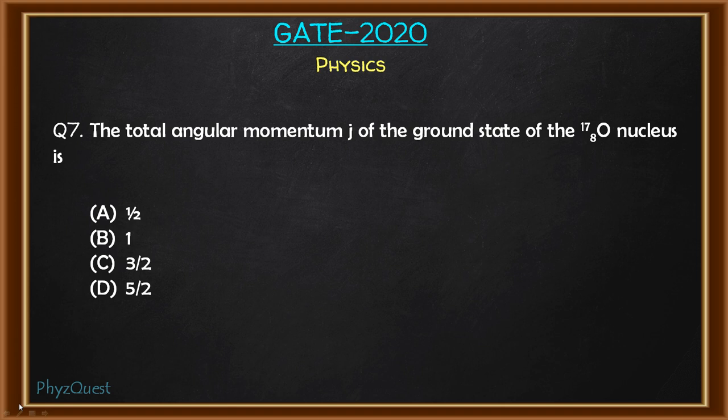Question number 7. The question is, we need to calculate the total angular momentum J of the ground state of the oxygen 17 nucleus. Four options are given and we need to find the correct option.